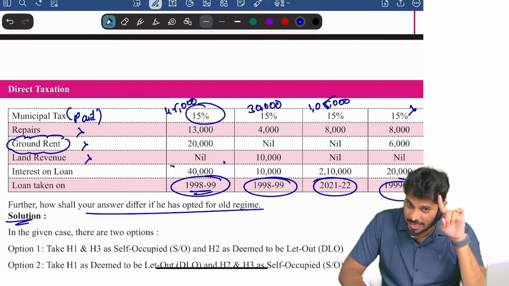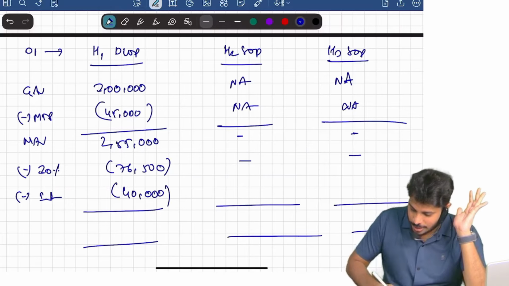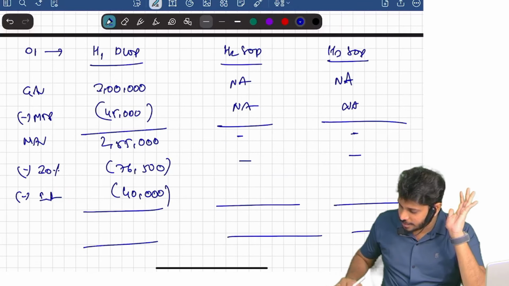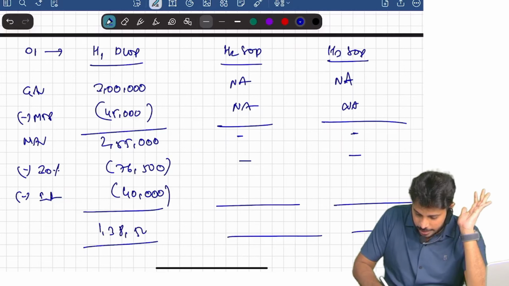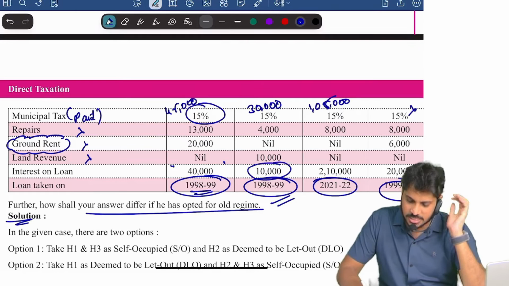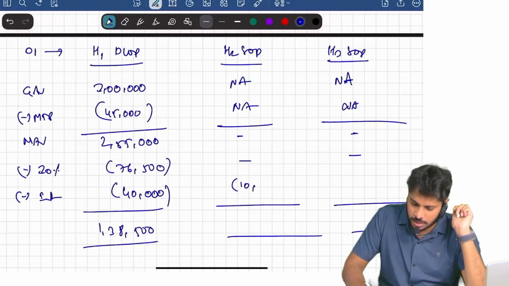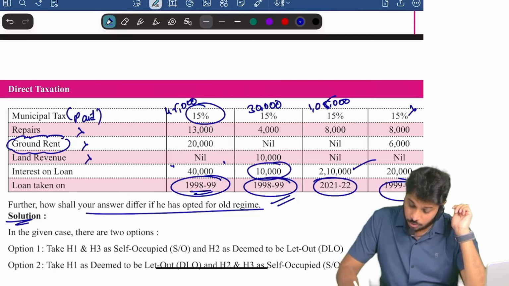Here we did not claim house 1 as DLOP. We thought the loan borrowal date is irrelevant for us. Yes or no? Entire 40 I will claim, correct? So 2,55,000 minus 30% minus 40,000 is equal to 1,38,500. Now house number 2, interest is 10. Maximum you can claim 10, 30 only. So 10,000, correct? Then house number 3, 2,10,000.